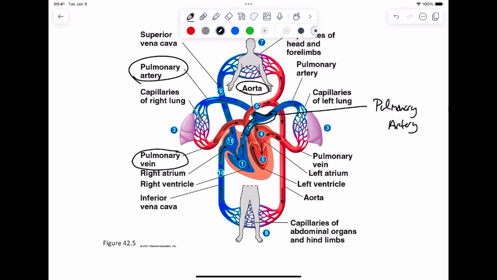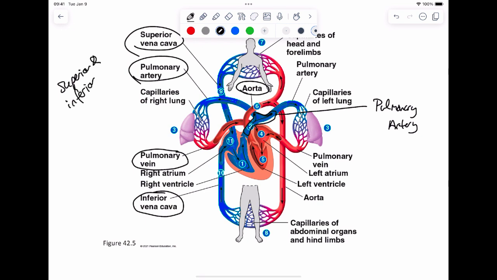The ones that are coming back to your heart are going to be called the inferior and superior venae cavae. Superior vena cava, inferior vena cava. Superior and inferior venae cavae. They were named in Latin, so we have to use the Latin plural.